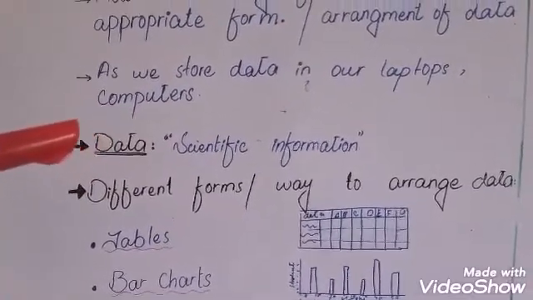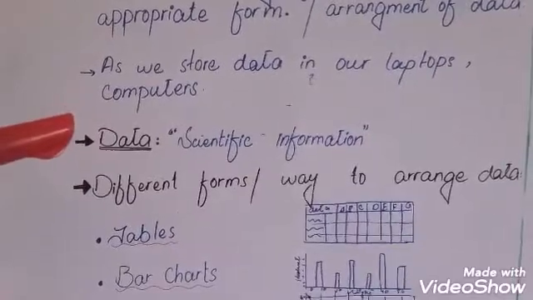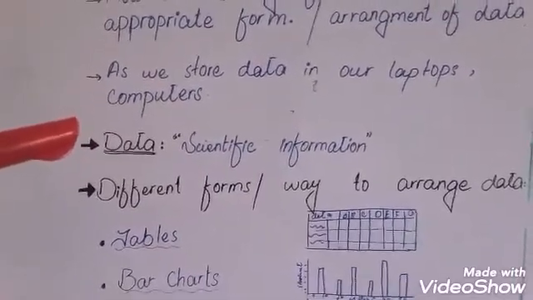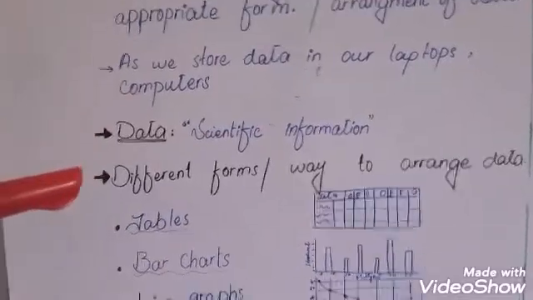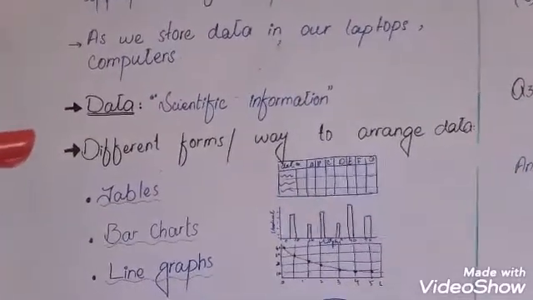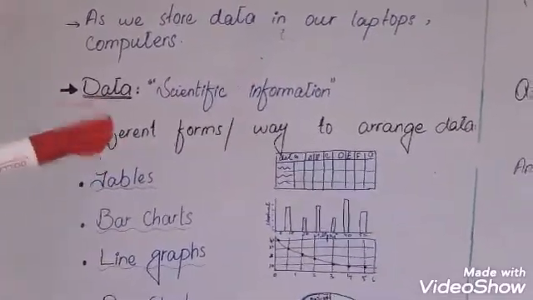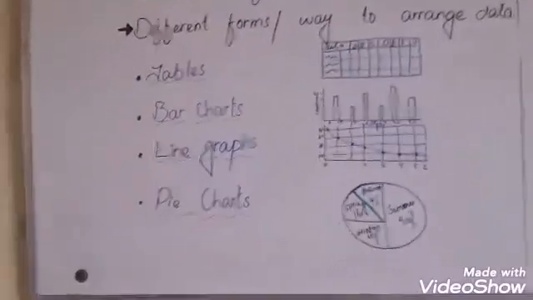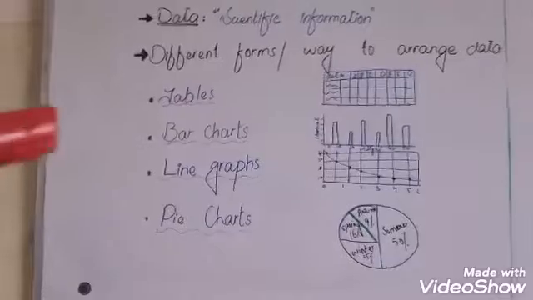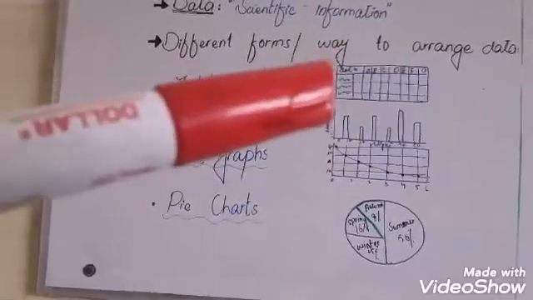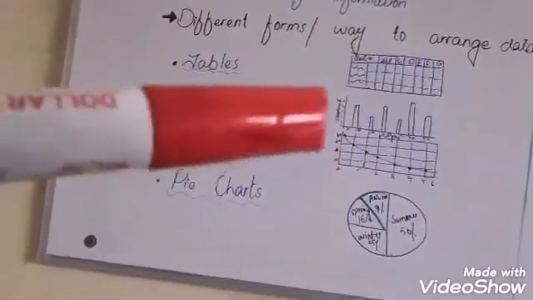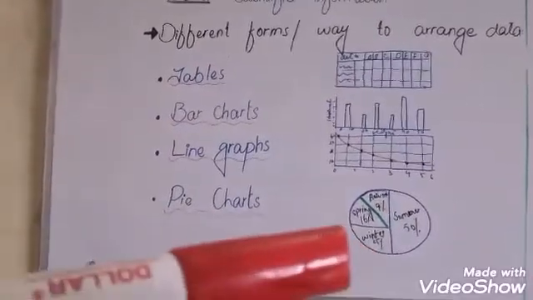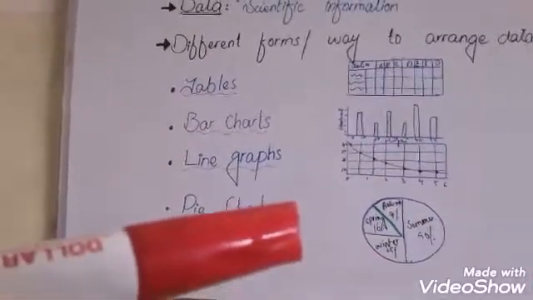Scientific information, any type of information that is related to the science subject or from an experiment, is called scientific data. Here are different forms that arrange data in an appropriate way: tables, this is a sample of a table; bar charts, these lines are bars; line graph, shown by a line on a graph; and pie chart, it is always present in a circular form or slices.